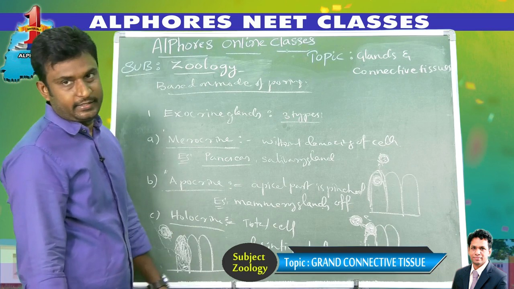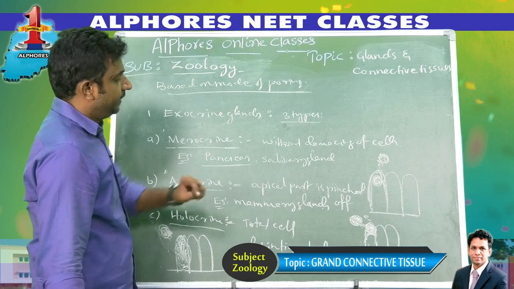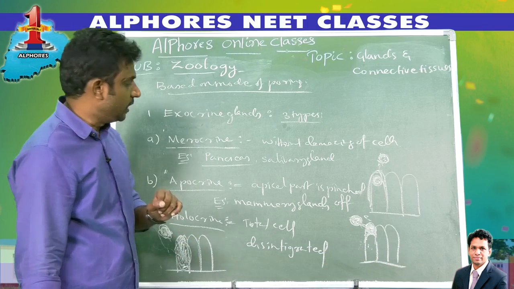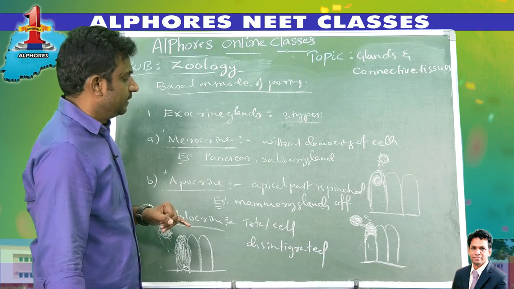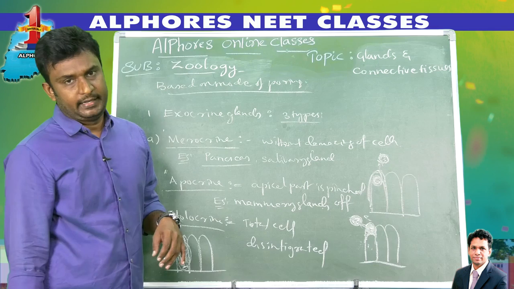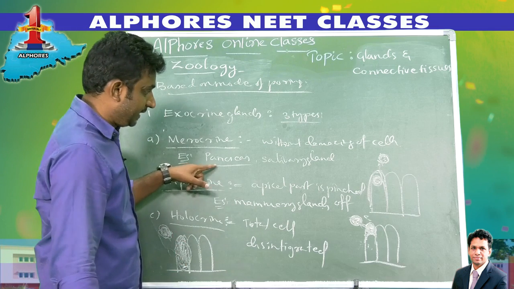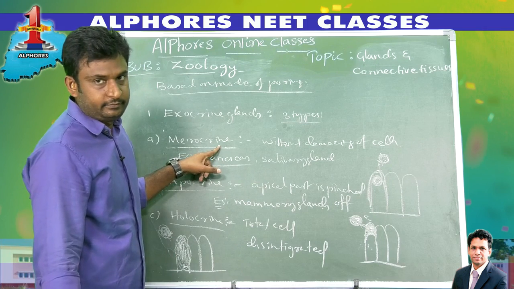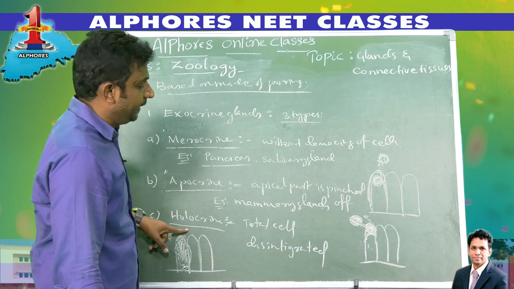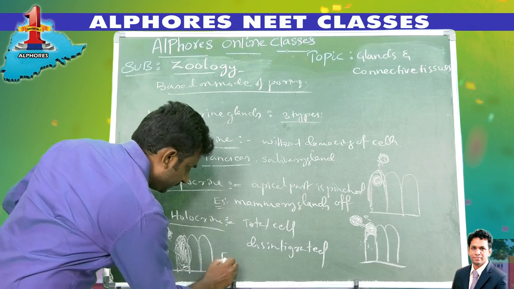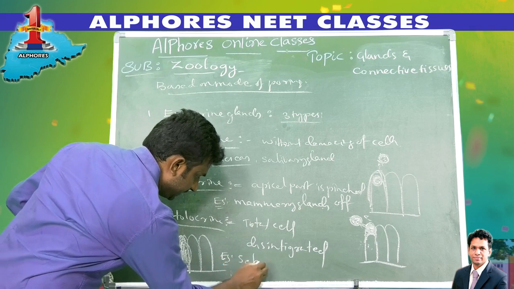Examples are important here. Identify the merocrine gland from the following. Options: pancreas, salivary gland, mammary gland, both pancreas and salivary gland. Which is correct? Pancreas and salivary gland. These are examples for the merocrine gland. Identify the holocrine glands from the following. Example for the holocrine glands: sebaceous gland.